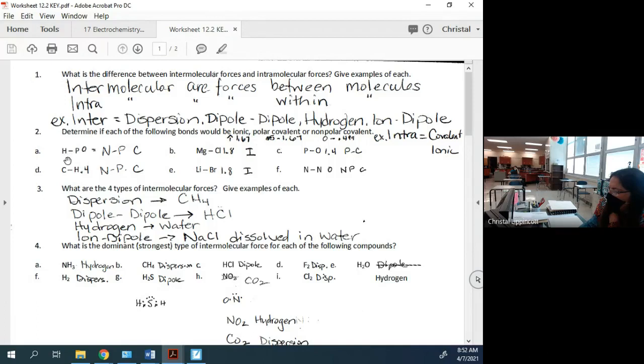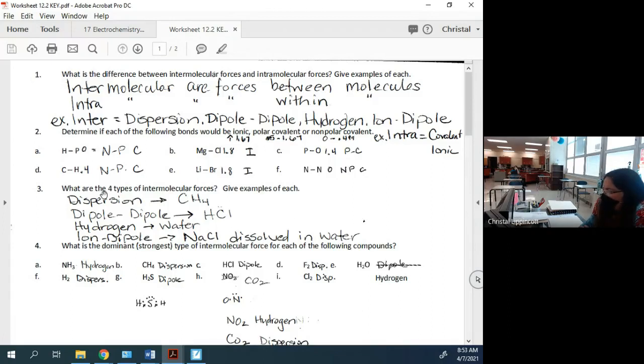So if we look at these between the hydrogen and phosphorus, the difference between those is 0. So that's non-polar covalent. Between carbon and hydrogen, it's 0.4. So that's non-polar covalent, right on the edge of polar covalent. Magnesium and chlorine is a 1.8 difference. So that's ionic. Lithium and bromine is the same. Phosphorus and oxygen, the difference is 1.4. So that's polar covalent. And nitrogen would be 0, and that's non-polar covalent.